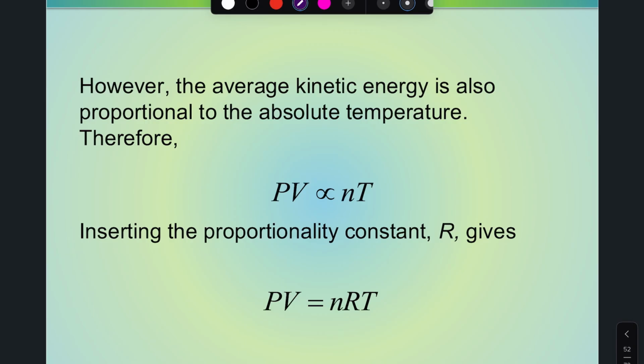However, the average kinetic energy is also proportional to the temperature. So for P and V, the kinetic energy is going to increase as temperature goes up, and that makes the pressure and the volume increase. Number of moles also can increase, which is going to increase the pressure and the volume. If we put in something to cancel out all the rest of the units, like R, then we get back our initial ideal gas law, PV equals nRT.